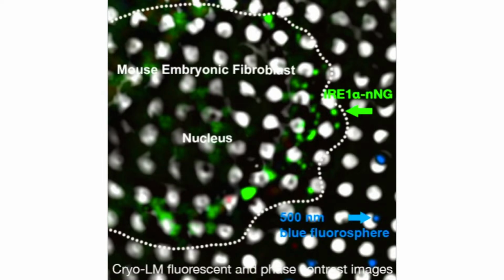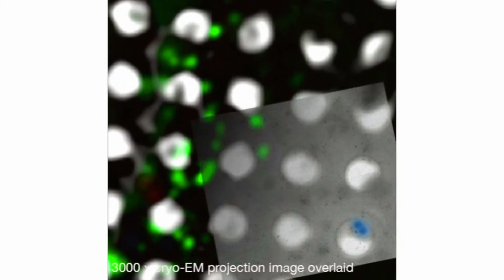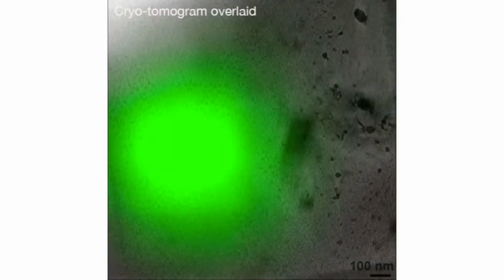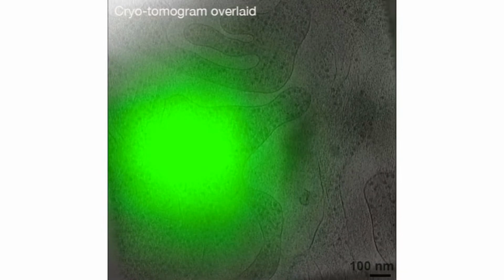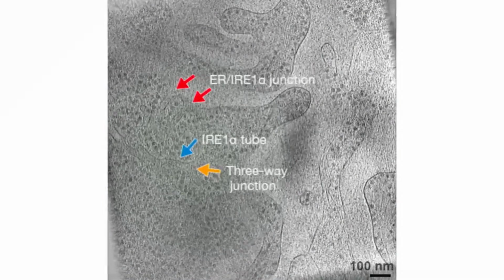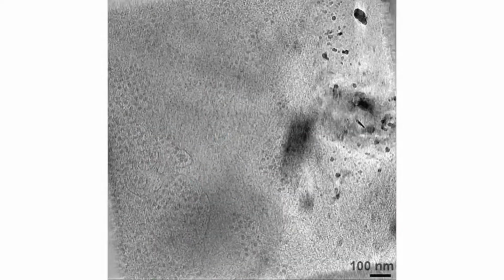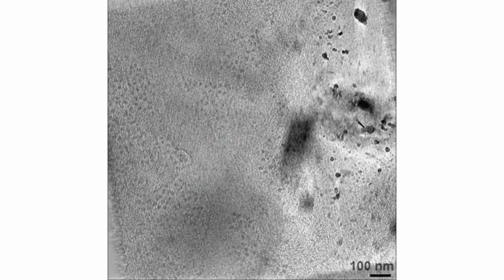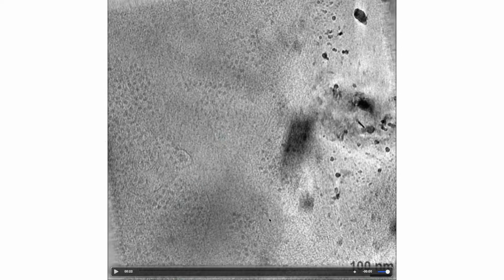This, by the way, is the nucleus. That's why there's not much IRE1 alpha there. And so with the cryofluorescence image, we get such a picture, and now we zoom in with an EM image, and now I'm showing the tomogram of that area with the fluorescence superimposed, so you know this is the place where the IRE1 alpha puncta were. So what do we see? I know that went by a little fast. I'm going to back it up a little bit.